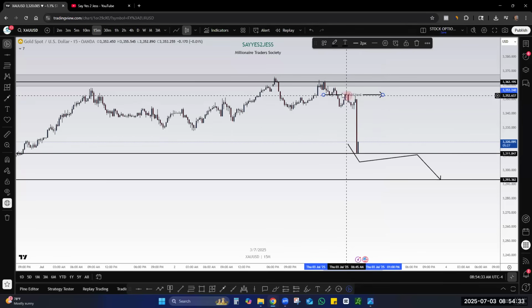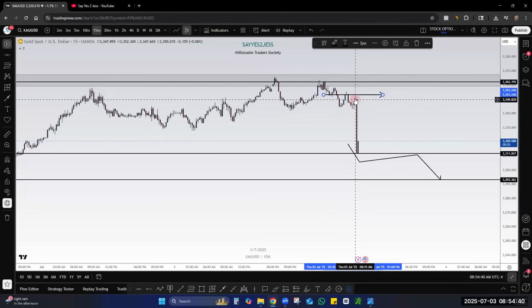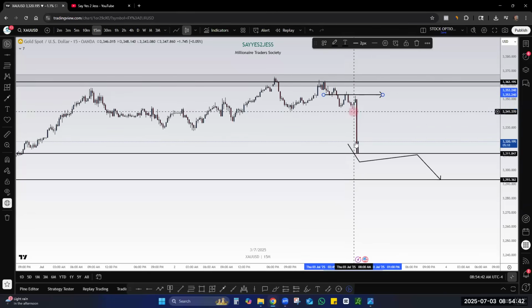I went on the smaller time frame on the 15-minute. I found market structure to see if it would be respected. Not only did it respect it once, but it respected twice. And then it shot down right to that level in the higher time frame.